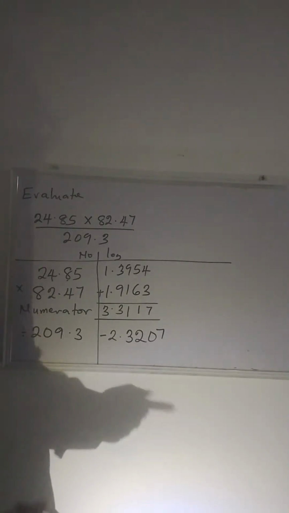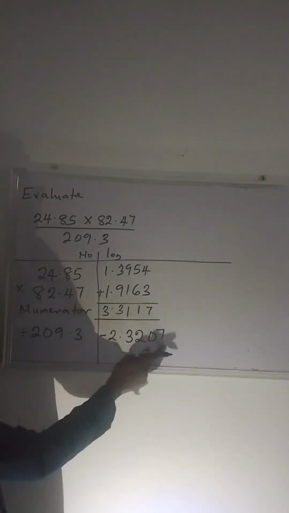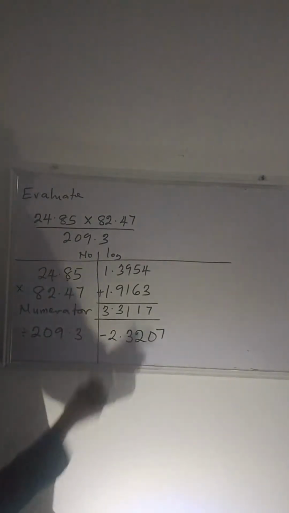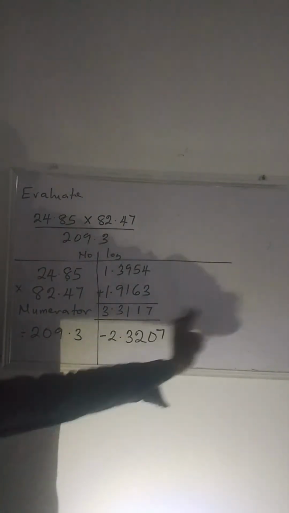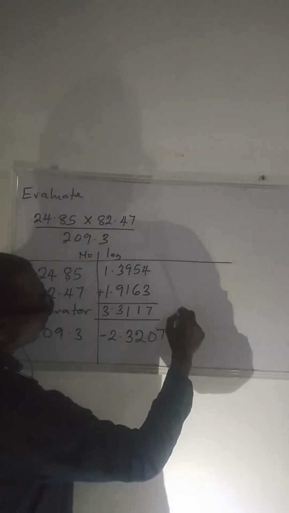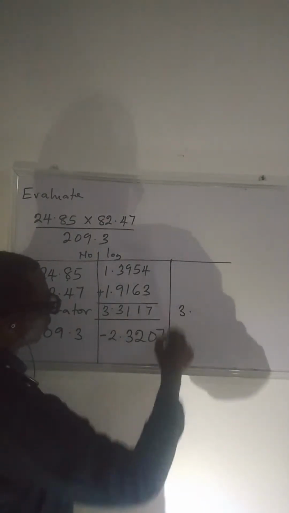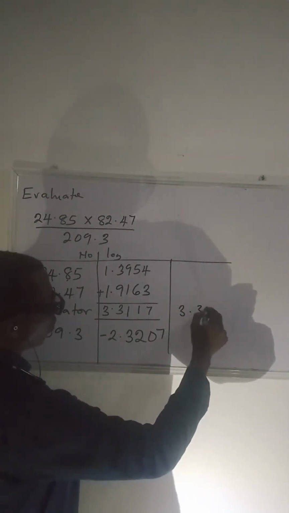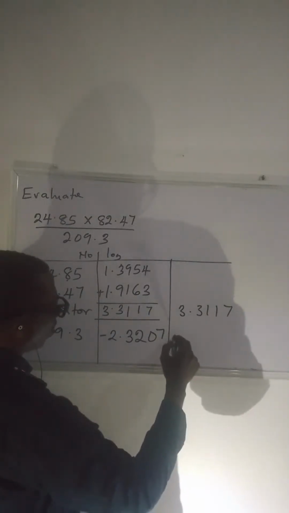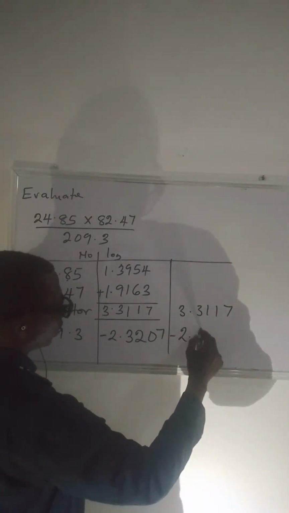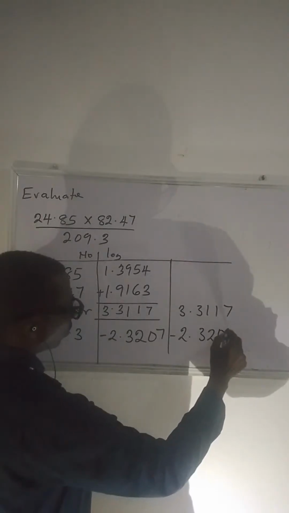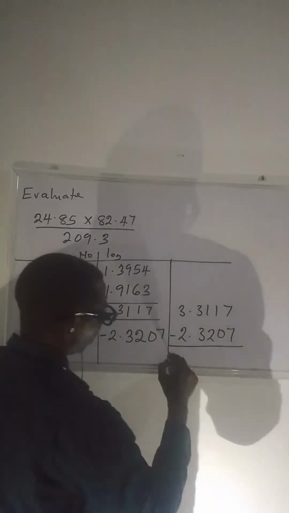Okay, so now this is the denominator and this is the numerator. So you are going to subtract this from this. So now let's bring it out this way. We have 3.3117 minus 2.3207. Okay, now let's subtract.